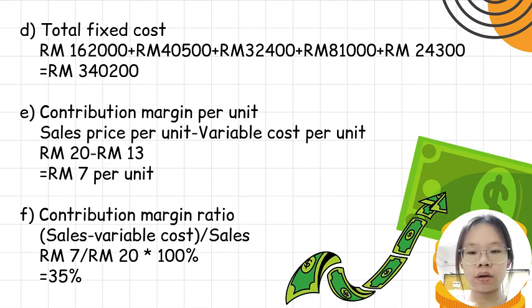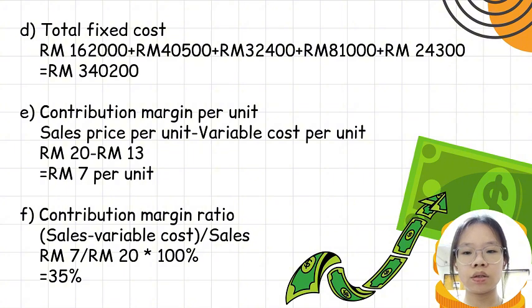Next, we calculate the total fixed cost. Total fixed costs include fixed cost of goods sold, fixed advertising expenses, rental expenses, administrative salary expenses, and insurance expenses. Adding them together gives 340,200. Contribution margin per unit equals sales price per unit minus variable cost per unit. 20 minus 13 equals 7 per unit.